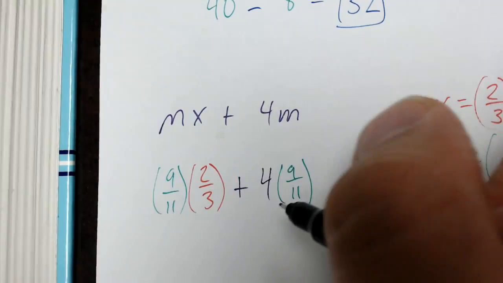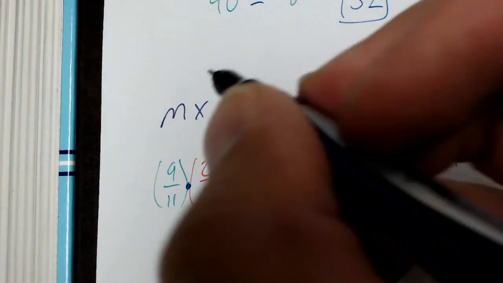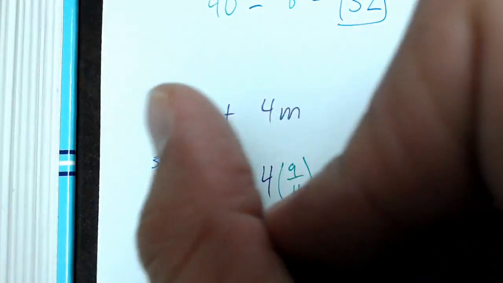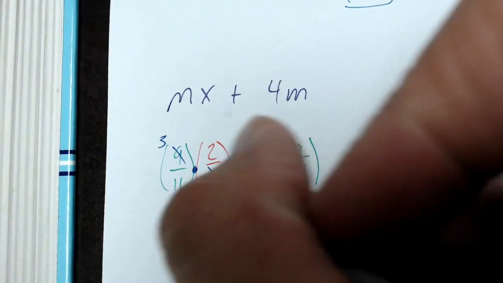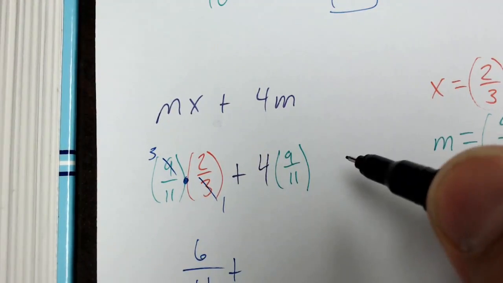Now I can see what to do again. I'm going to multiply and then add. So here when I multiply, I can cross cancel before I multiply these two numbers. Right, so I put a multiplication dot. I can cross cancel the 3 and the 9. 3 goes in 9 3 times, 3 goes in 3 once. Now I can multiply. 3 times 2 is 6. 11 times 1 is 11, so I have 6 over 11 plus 4 over 1 times 9 over 11.